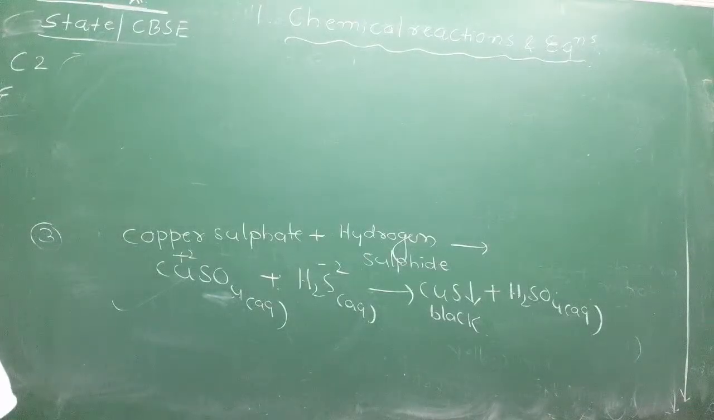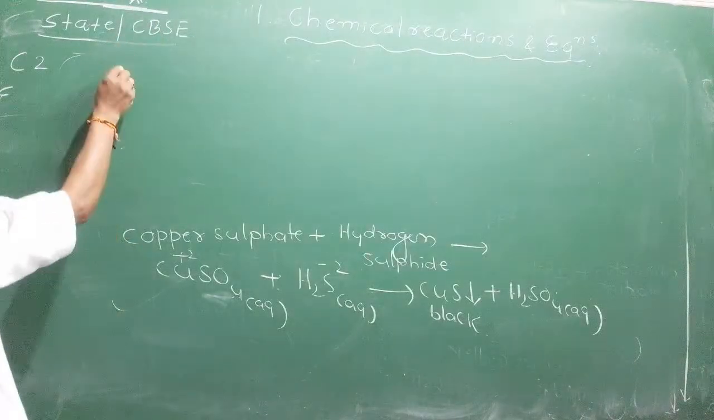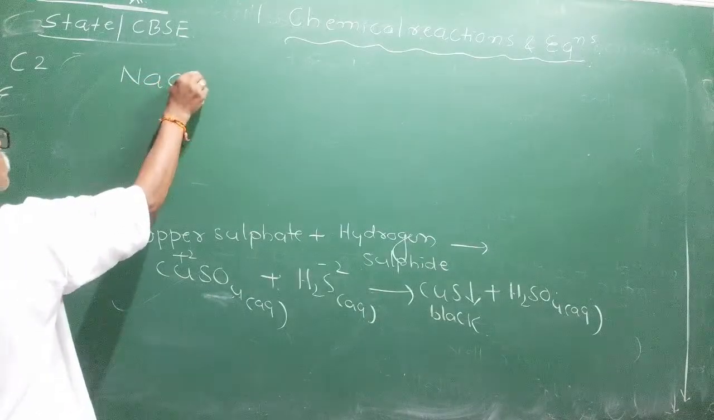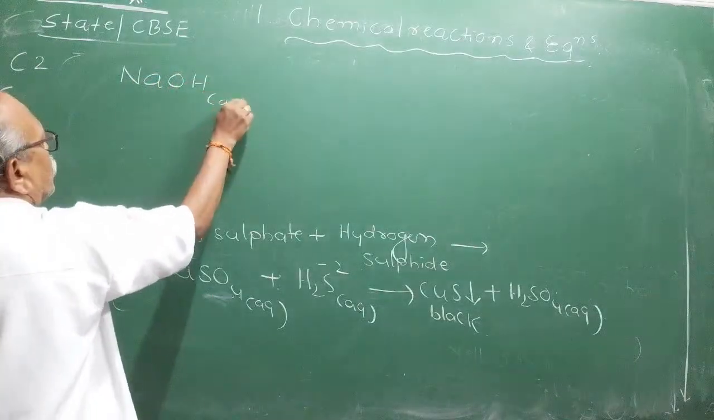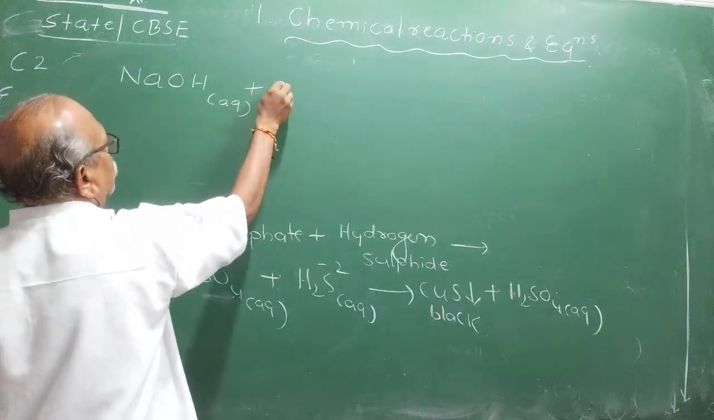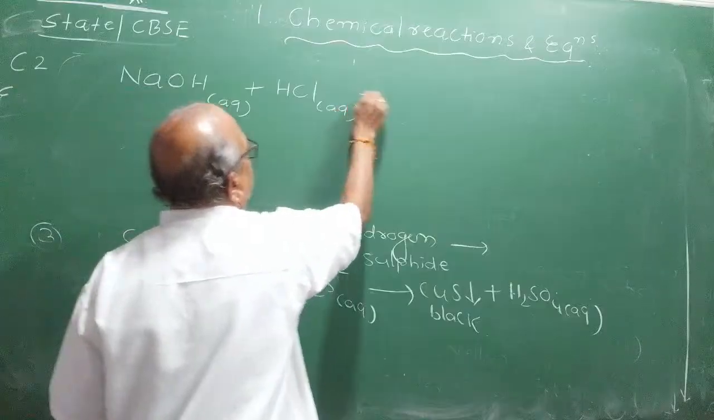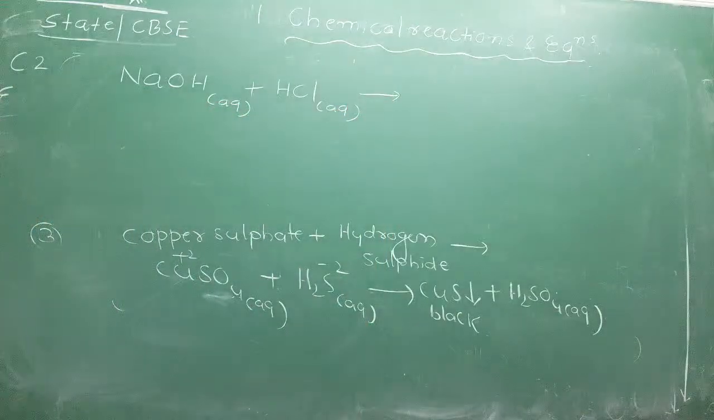Next, I will give you one very simple reaction. Check what type of reaction it is. Number of times you studied this. You take aqueous solution of sodium hydroxide, aqueous solution of hydrochloric acid. Can you guess the product and name the reaction? And check whether it is a double displacement reaction.